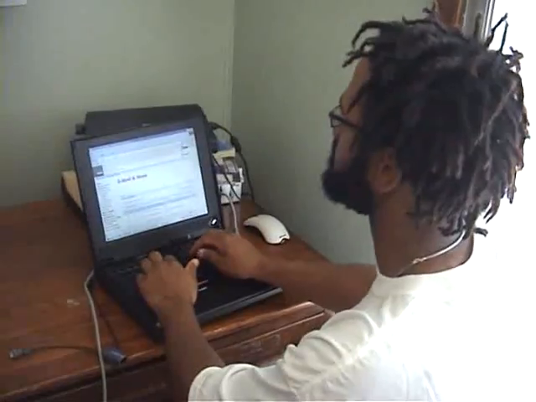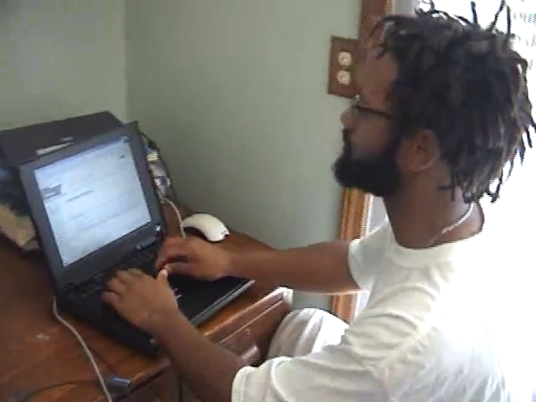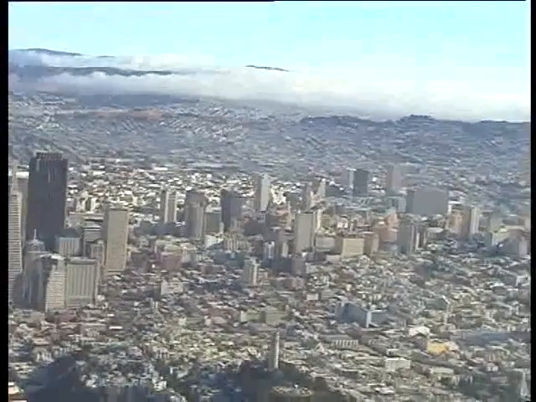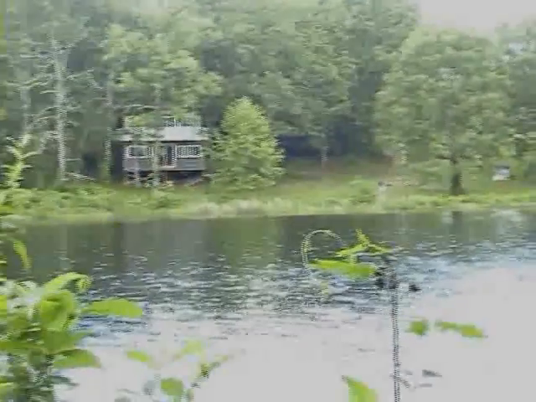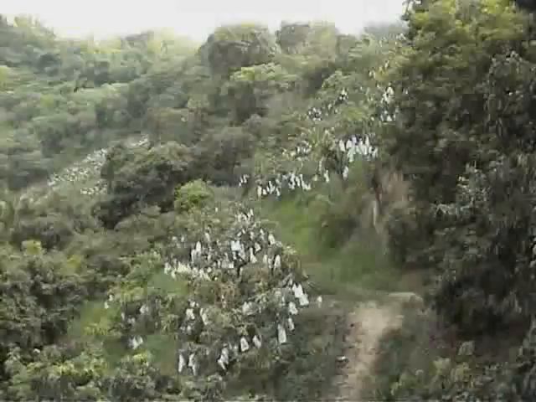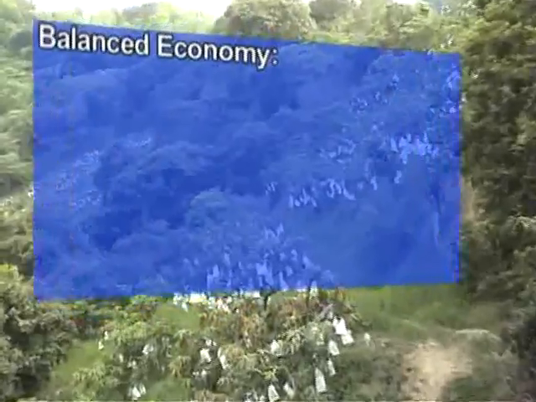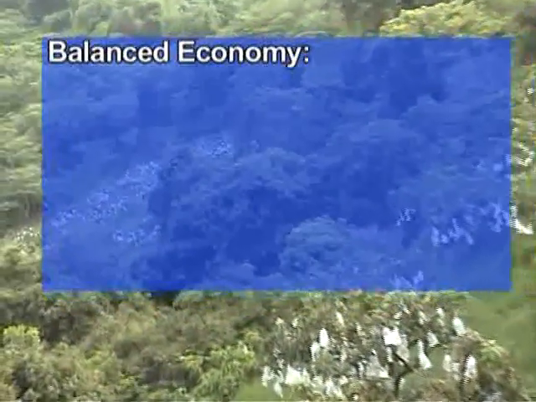Today, because of the internet, many people are able to work from home rather than in congested cities. Further advances in this type of science and technology will greatly aid decentralized planning and living. Inherent in decentralized planning is the concept of a balanced economy.